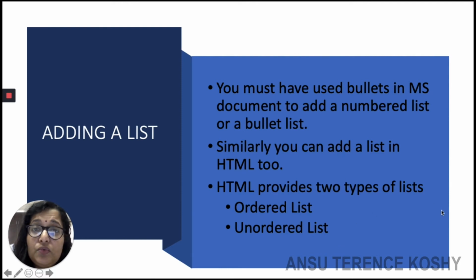HTML provides two types of list. One is an ordered list and the other one is an unordered list. There are two ways to do it. One is ordered list and one is unordered list. The ordered list is in the form of numbers and unordered list is in the form of shapes like these.